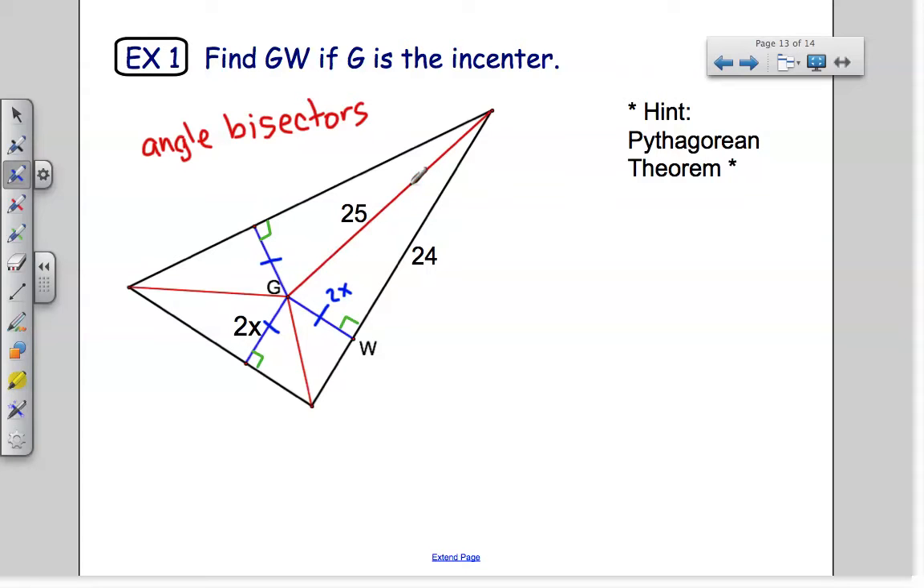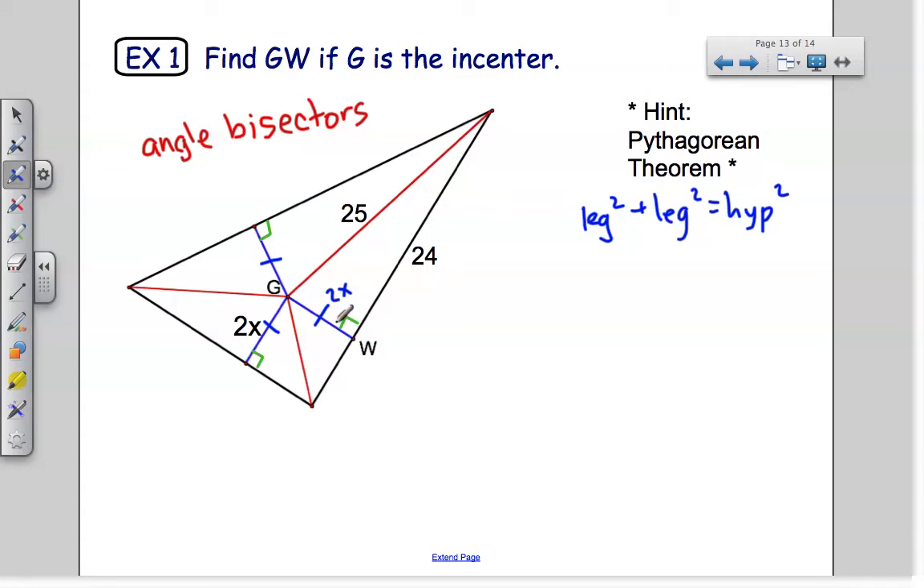But now I need to find this. I know we have the angle bisector length from G to the vertex was 25. 24 is the length here, and I have a hint. Use Pythagorean theorem, which says that in a right triangle, one leg squared plus the other leg squared equals the hypotenuse squared. So let's use Pythagorean theorem, because the distance from G to the side is at a right angle, I have a right triangle here.